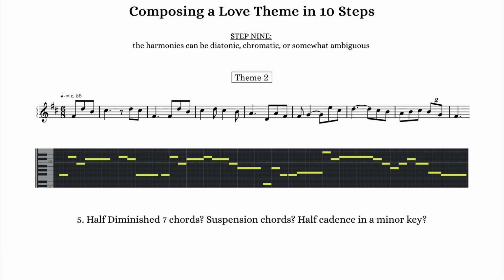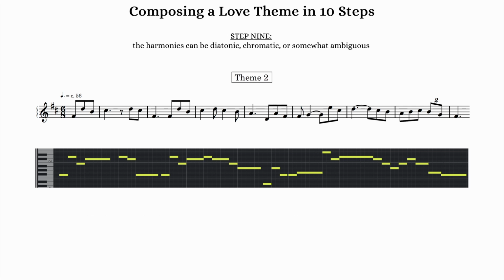And lastly, number 5, are there any half diminished 7 chords? Any suspensions, any sharp 4 chords? Those chords tend to be particularly common in love themes. Also, because this theme is in minor, should I end it in a half cadence like many of the examples in the last video? These are all important things to think about.